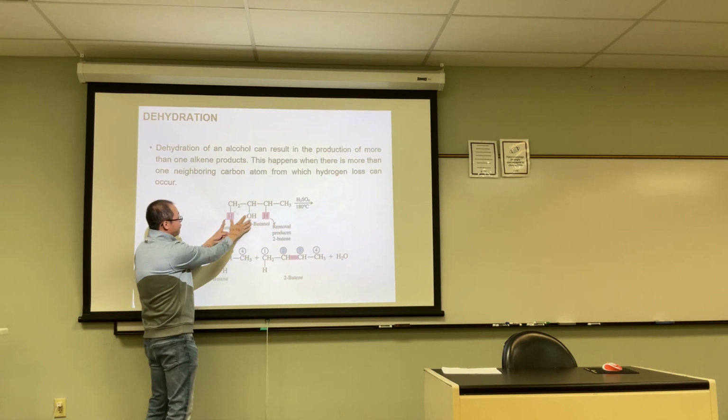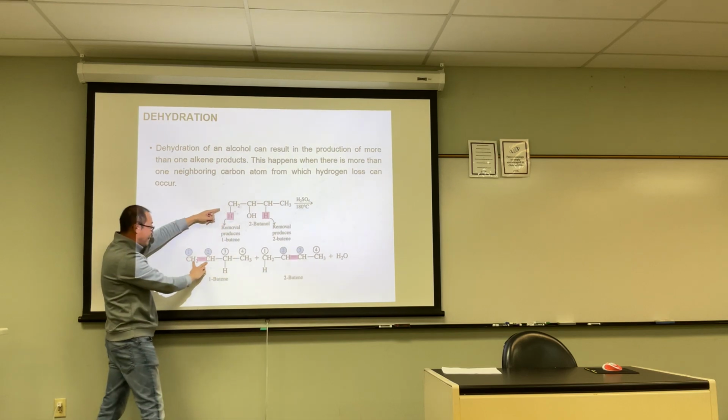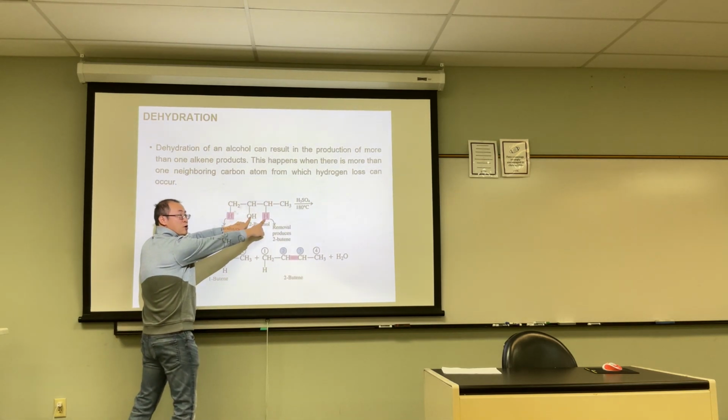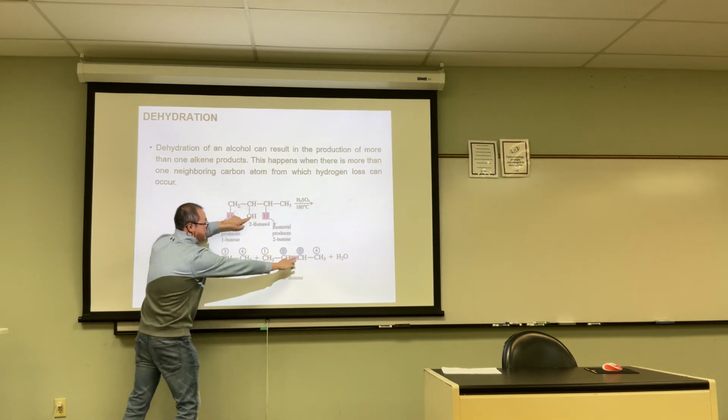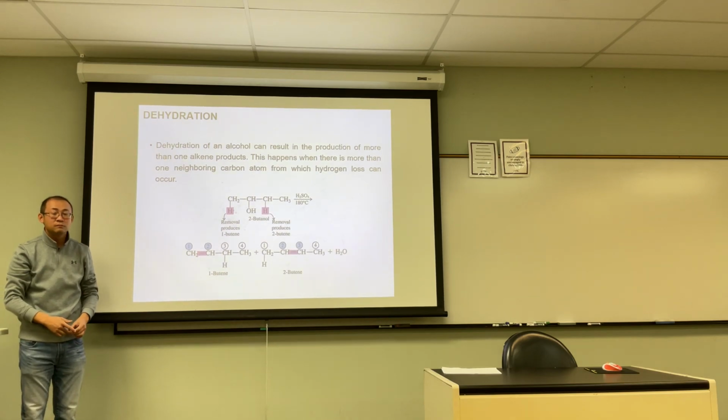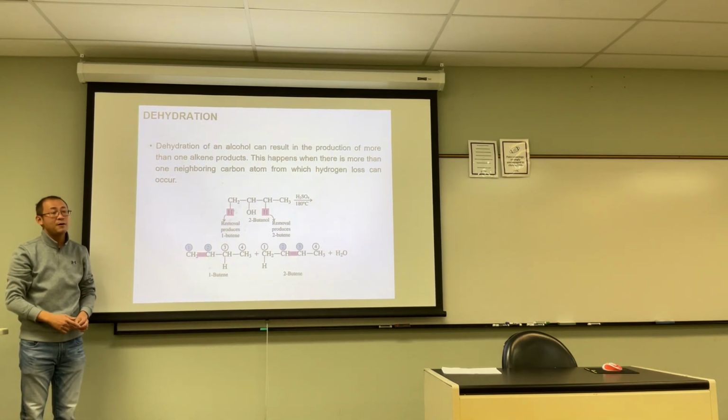If water is removed from 1 and 2, then your double bond is between 1 and 2. If your water is removed from 2 and 3, then your double bond is between 2 and 3. You end up with 2 molecules. Do you guys see that? Okay, that's a possibility.